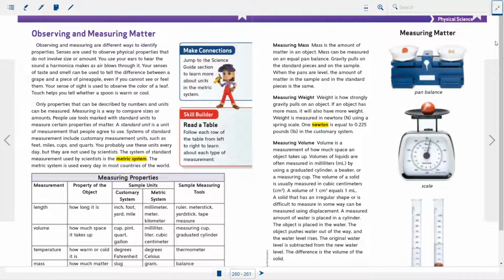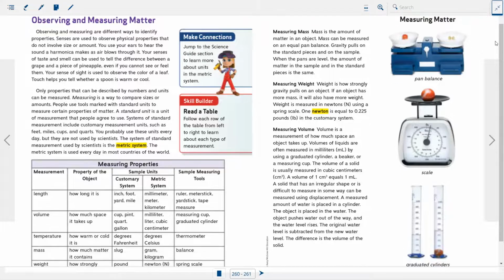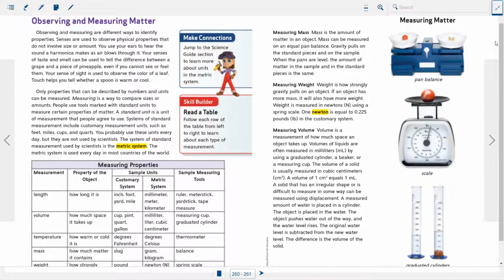Measuring volume. Volume is the measurement of how much space an object takes up. Volume of liquids are often measured in milliliters by using a graduated cylinder, a beaker, or a measuring cup. The volume of a solid is usually measured in cubic centimeters, so that's cm cubed with the little 3 written up like an exponent. A volume of 1 cubic centimeter equals 1 milliliter.